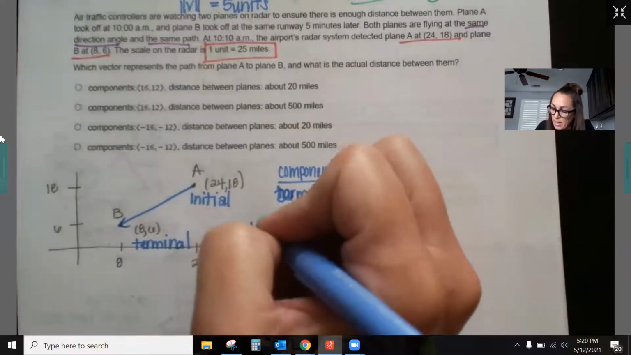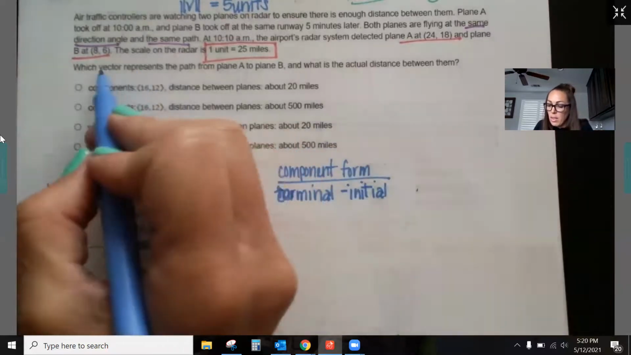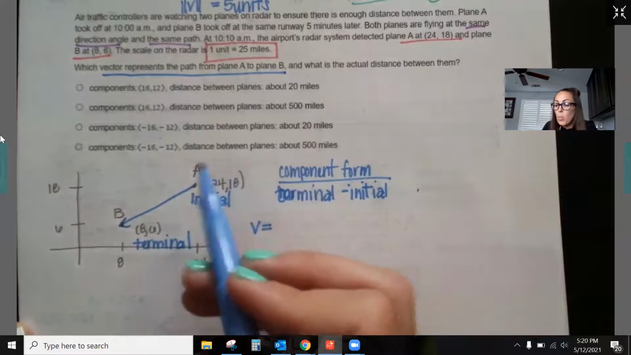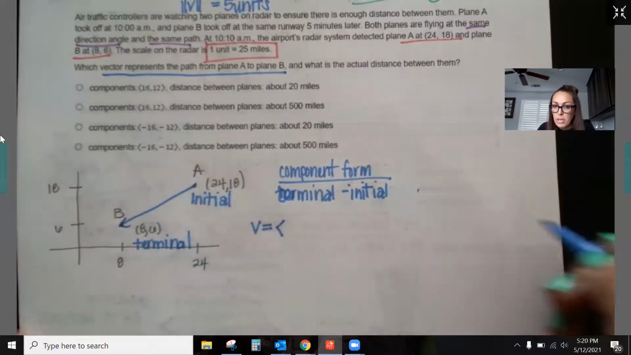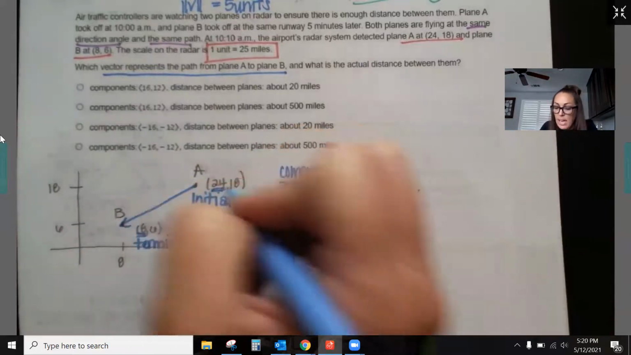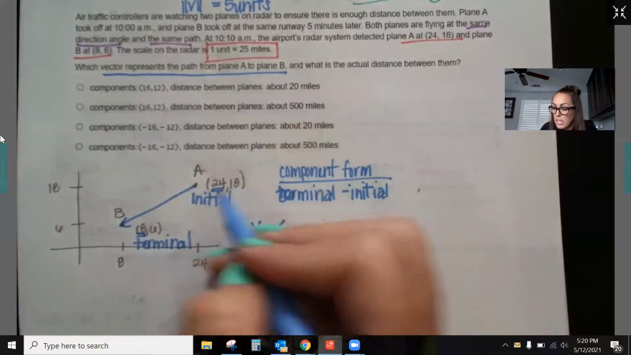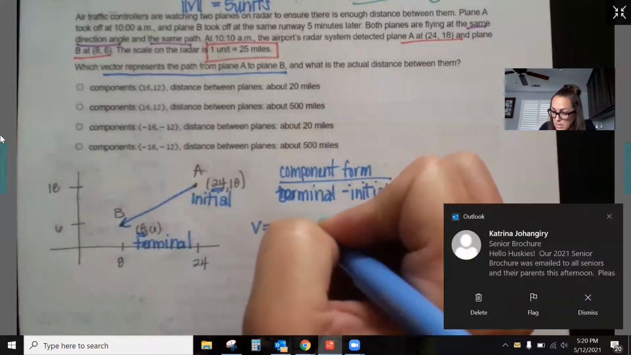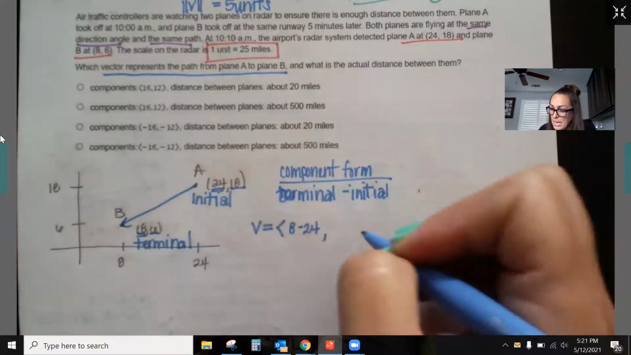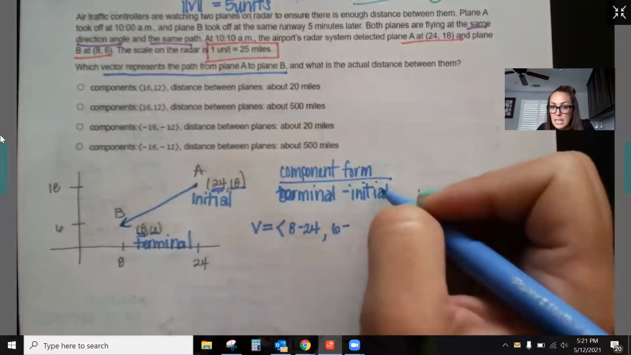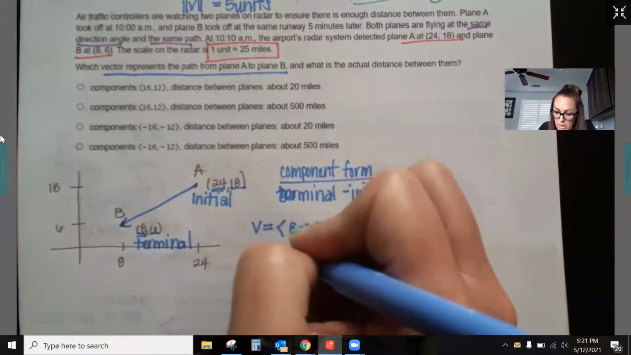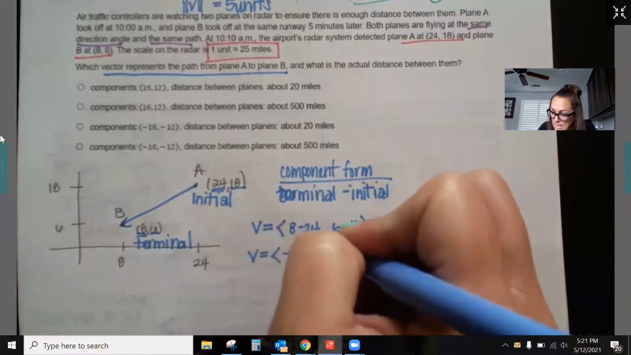So when I want to find the vector that represents this path, we see how these are in a coordinate form? We want to turn it into a vector. So I'm going to use vector notation. We're going to take the terminal side with the corresponding x value and subtract it from the initial side. So it's going to be 8 minus 24. And then we're going to do the y values, 6 minus 18. So it's terminal side minus the initial side. It's always that way. So the component form for the vector would be <-16, -12>.